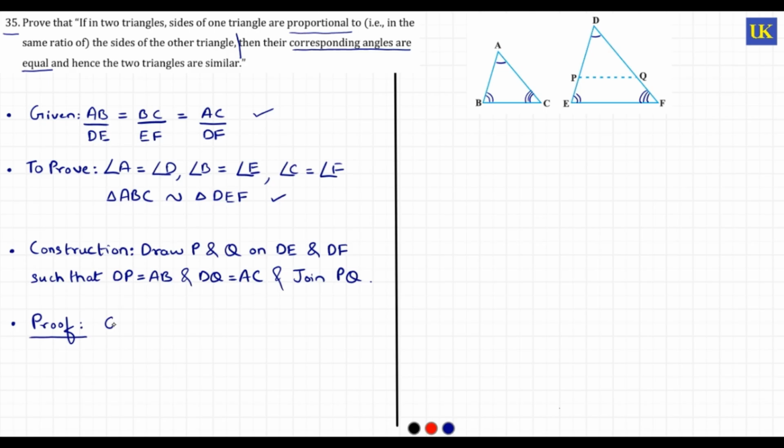In the given, we have AB upon DE is equal to AC upon DF, right? So we have written it. So AB upon DE is equal to AC upon DF. Okay. So now we can write it like this also, right? We can say that DP upon DE is equal to DQ upon DF.